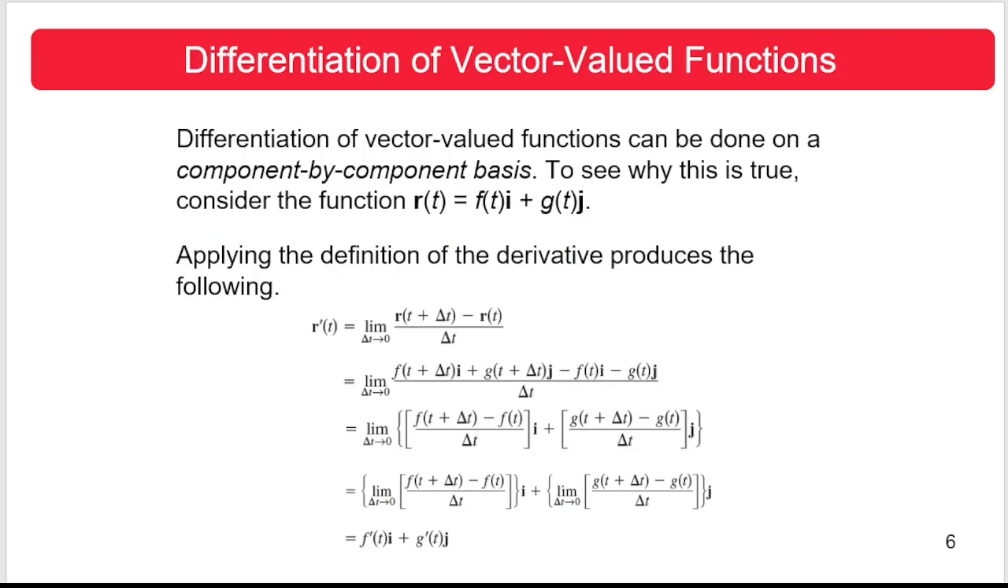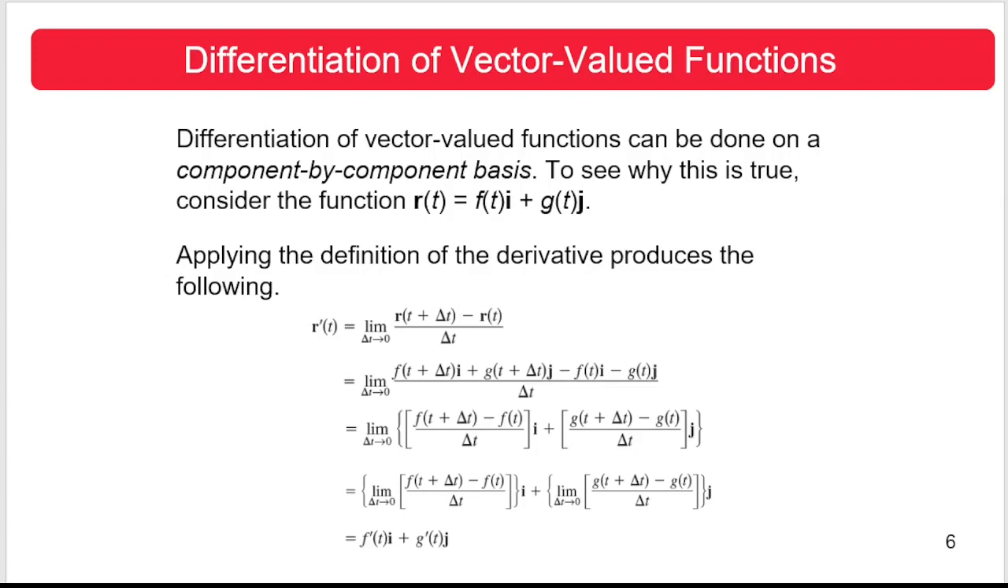To see why this is true, consider the function r of t equals f of t i plus g of t j. Applying the definition of the derivative produces the following. r prime of t is equal to the limit of r of t plus delta t minus r of t over delta t as delta t approaches 0. But recall that r of t plus delta t can be obtained by replacing all the t variables of r of t by t plus delta t.